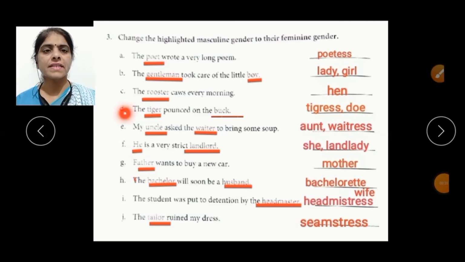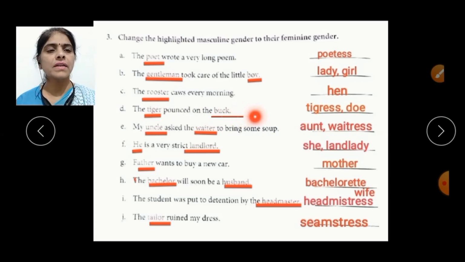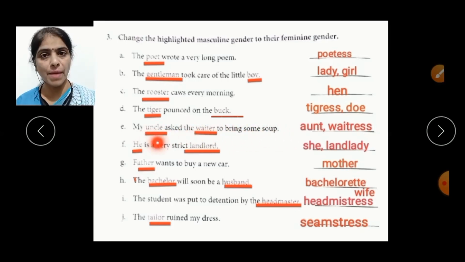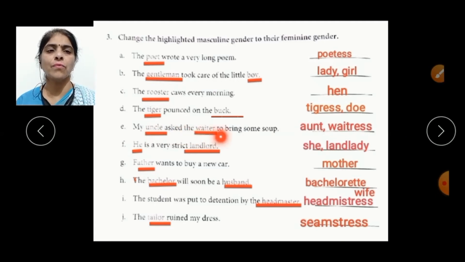The next is the tiger pounced on the buck. In this sentence, we have two male nouns, tiger and buck. So the feminine gender of these words will be tigress and doe. After that, my uncle asked the waiter to bring some soup. In this sentence also we have two male nouns, uncle and waiter. So the feminine gender of uncle will be aunt and feminine gender of waiter will be waitress.